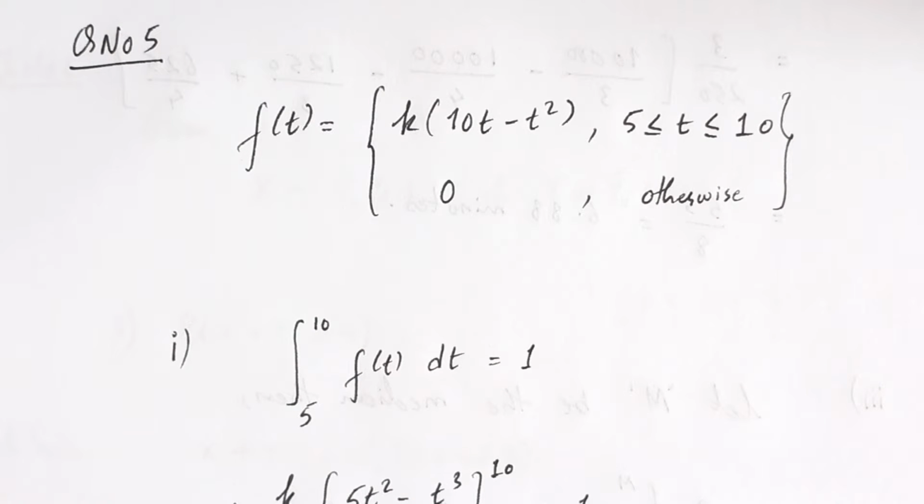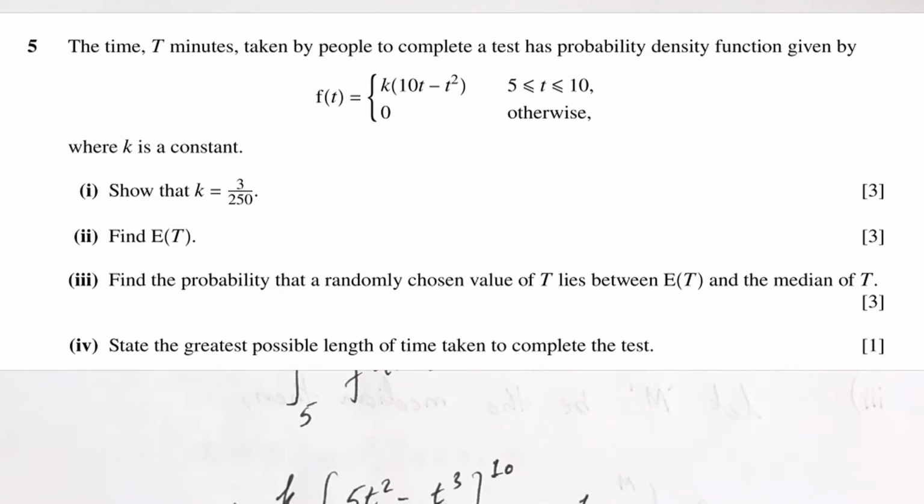Okay, so let's do another question, question number 5. In this question, let's read out the question just to get a feel for it. We're given the time, capital T minutes, taken by people to complete a test, which has probability density function given by f(t) equals k(10t minus t squared) for the domain where time is 5 to 10, and 0 otherwise, where k is a constant. The first question is simply asking us to show that k equals 3 over 250.